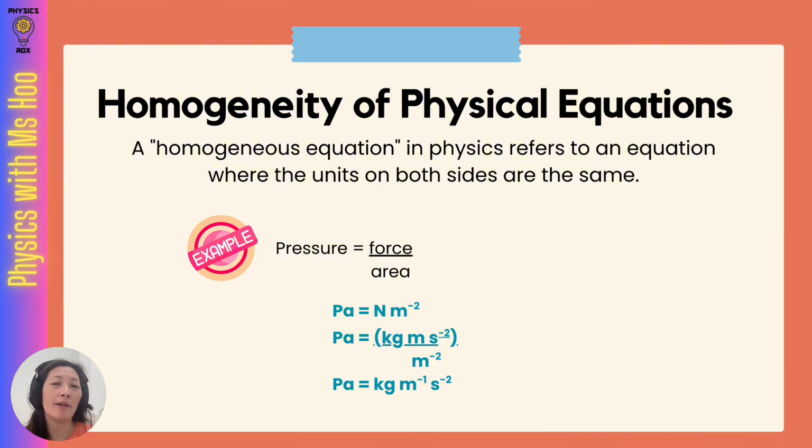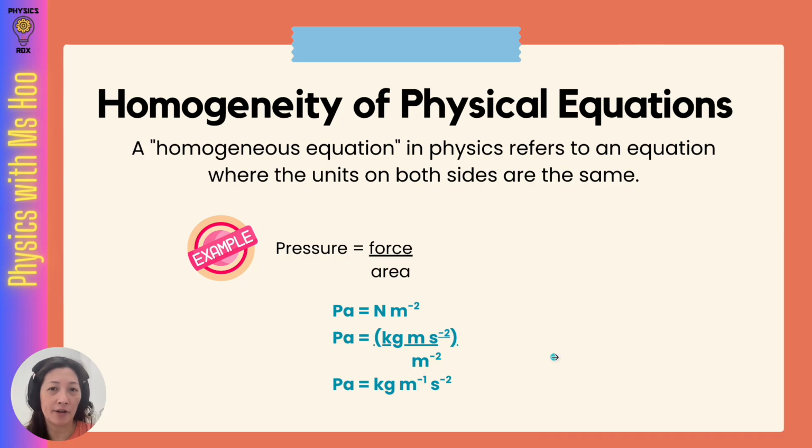Pressure. So we know that pressure equals force divided by area. The SI unit for pressure is Pascal, while the SI unit for force is Newton and area is meter squared. We can therefore state that 1 Pascal is equal to 1 Newton per meter squared. Now from the earlier equation, we know that Newton is equal to kilogram meters per second squared. So if we put this into the equation, we'll get kilogram meters per second squared divided by meter squared, and simplifying this, you'd end up getting Pascal equals kilogram per meter per second squared.